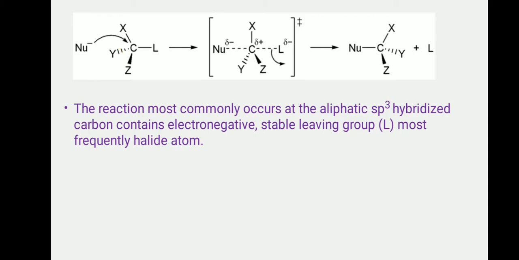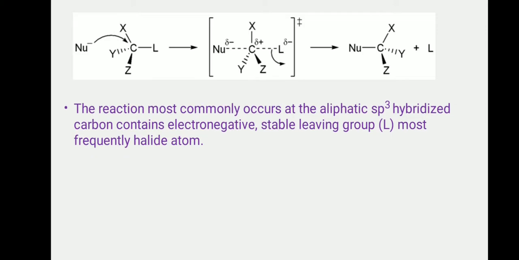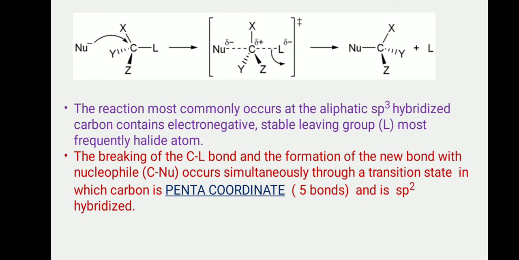So what happens? The nucleophile gives electrons toward this carbon, and the bond between carbon and nucleophile is being formed, while the strong bond between carbon and leaving group keeps on breaking. This is the transition state. In the transition state, how many bonds does the carbon have? Check it out: 1, 2, 3, 4, 5. If a carbon contains 5 bonds it is highly unstable, so now the carbon becomes pentavalent.